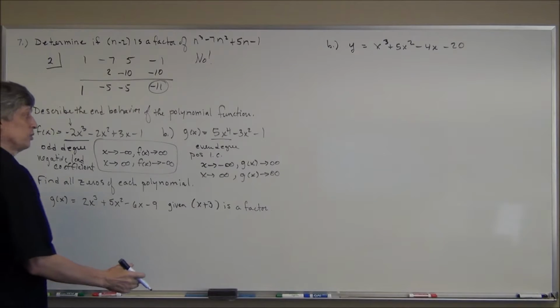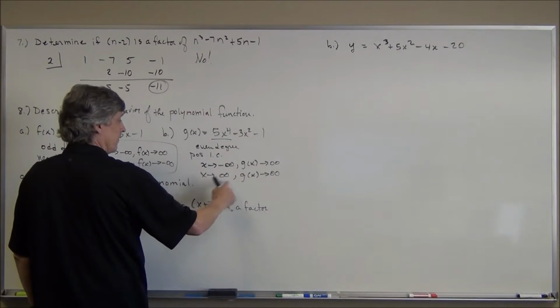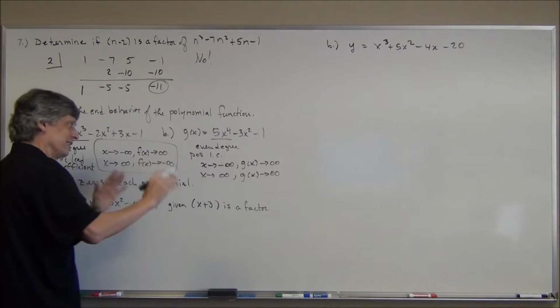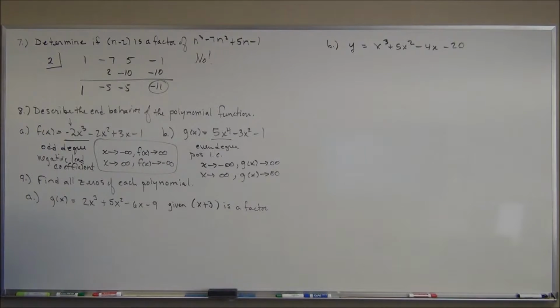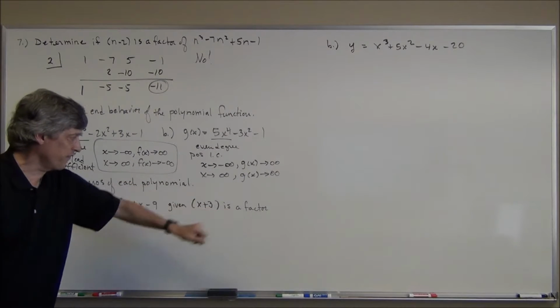Now, some teachers will let them say up and to the left, up and to the right. I don't think that's what your instructor is looking for. So write it out in this notation. All right, the next guy up. Here's a polynomial, nice, neat descending order. Find all the zeros of this polynomial, and they give you that x plus 3 is a factor.